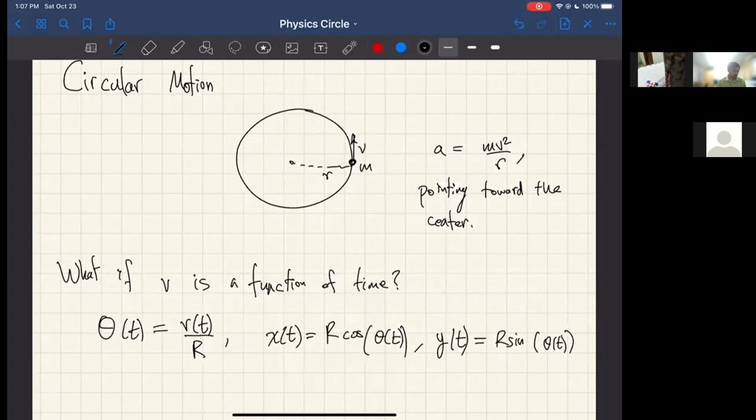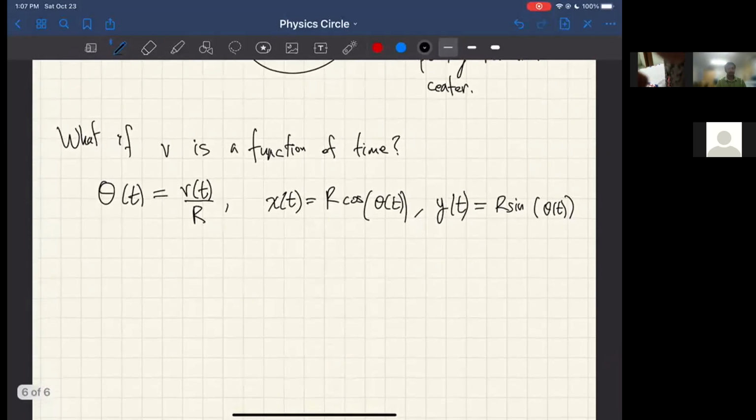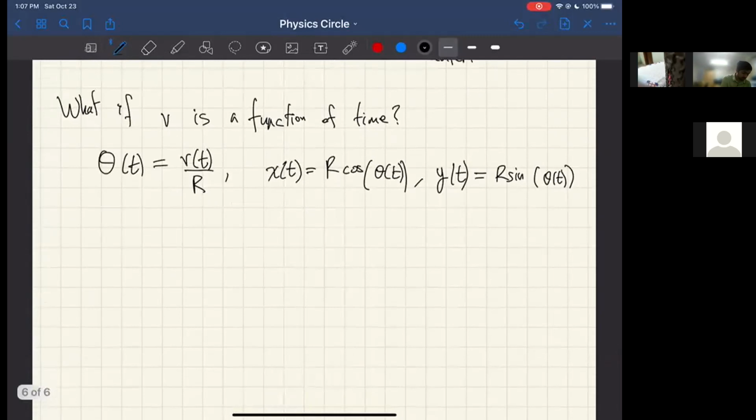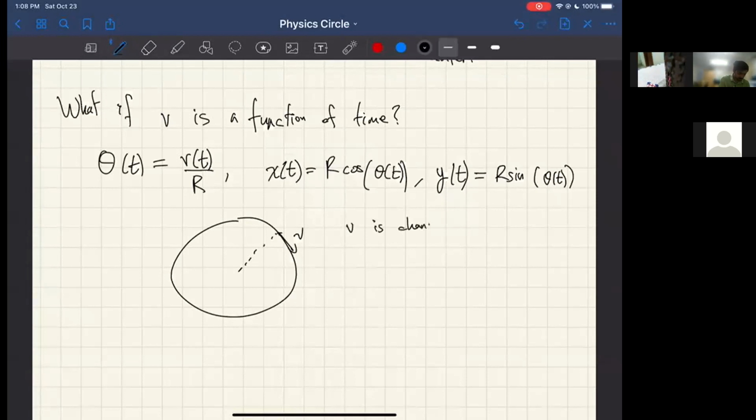All right. So this is what you can do in general, but still the result to know is that if you're moving and v is accelerating, and v is changing, then you will still have an acceleration. This is a radial acceleration, v squared over r. And then you'll have a tangential acceleration, which is just equal to v dot.